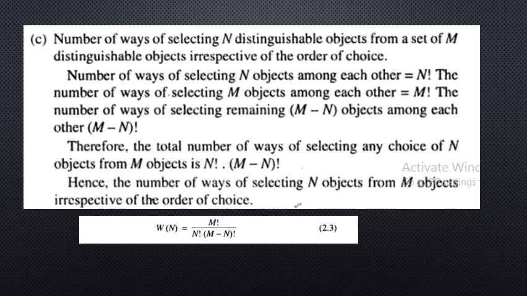Therefore, the total number of ways of selecting any choice of n objects from m objects is factorial n into factorial m minus n. Hence, the number of ways of selecting n objects from m objects irrespective of the order of choice is given by Wn is equal to factorial m upon factorial n into factorial m minus n.